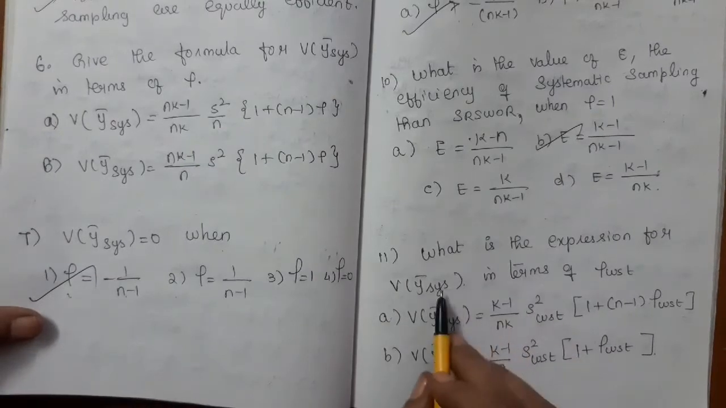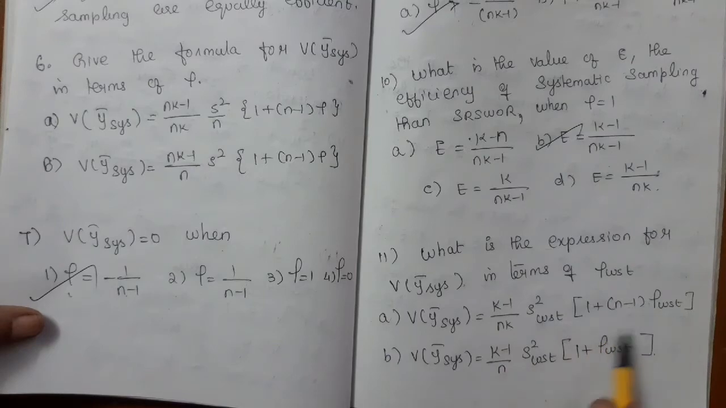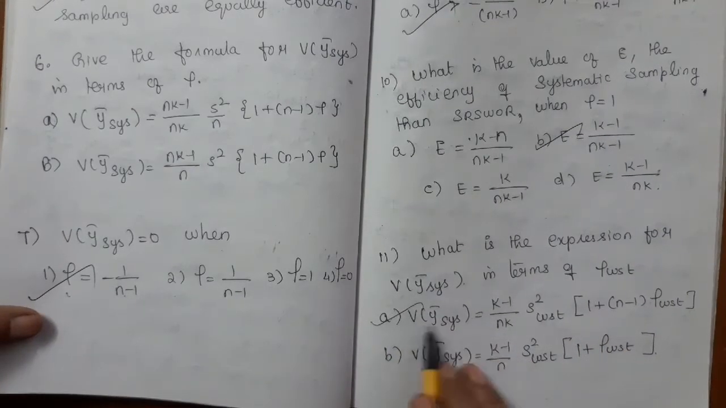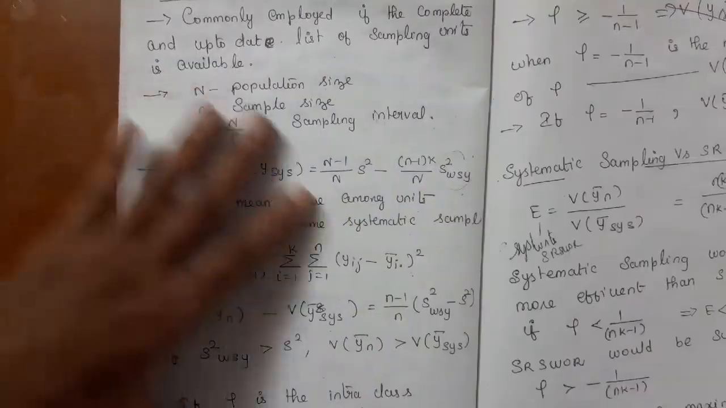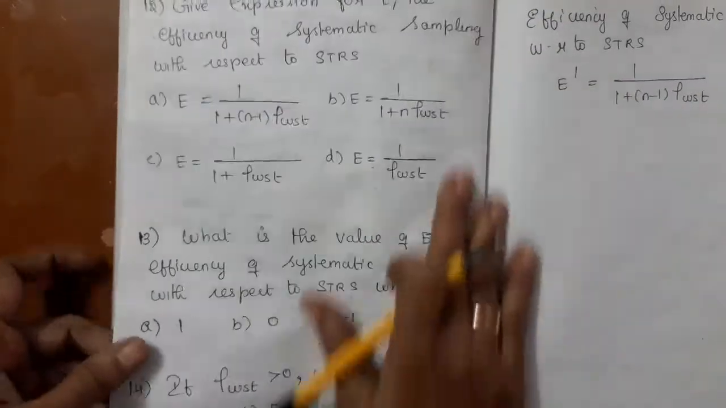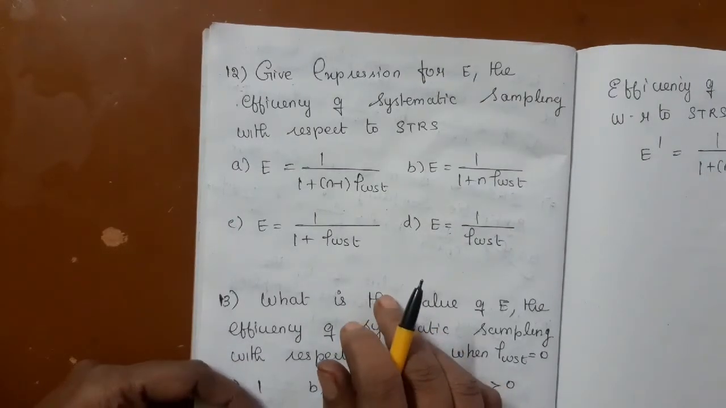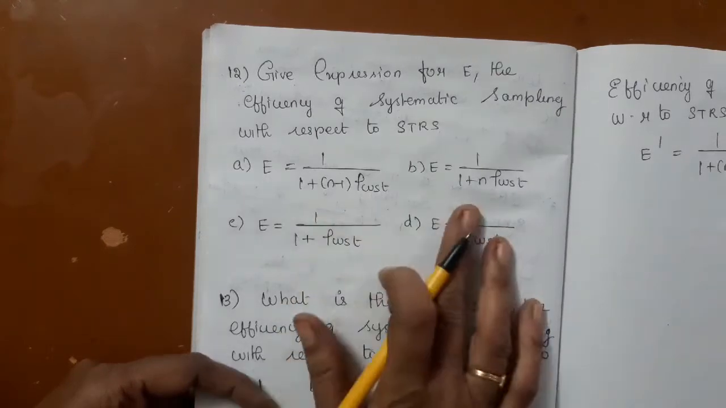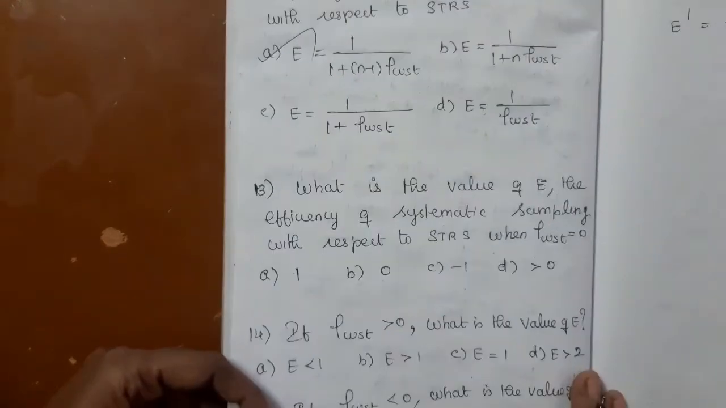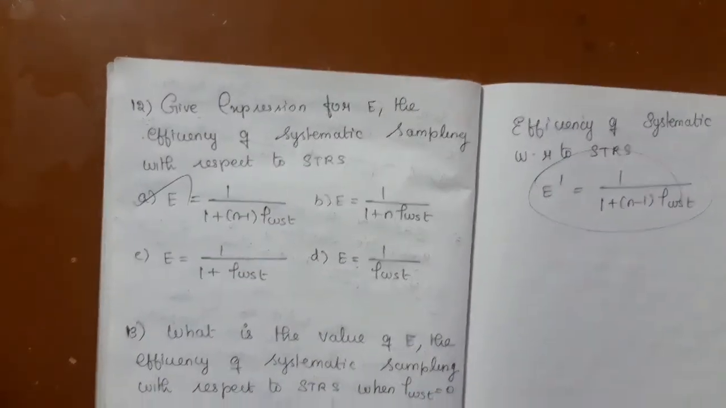What is the expression for variance of y bar sys in terms of rho wst? This is correct. Okay, the first formula is correct. Everything is based on these three formulae. So make a note of these three formulae and try to answer these questions. Give the expression for E, the efficiency of systematic sampling with respect to stratified random sampling. This is correct. See, let us try to remember this formula and answer all these questions.